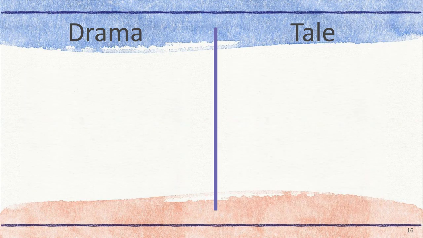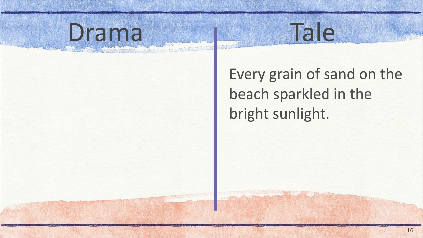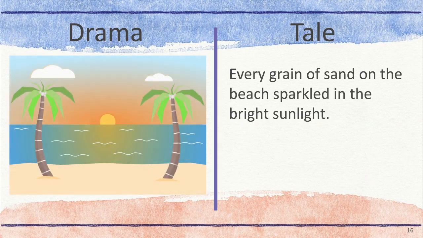For example, if I was writing a story about a crab on a beach and I wanted to help my reader picture the setting, I could write, "Every grain of sand on the beach sparkled in the bright sunlight." But if I was writing a play, I would have to build props that look like an actual place my characters were in. And I would have to have my characters describe things using their words, what we call dialogue in a play or drama.